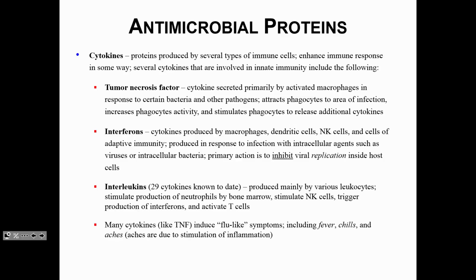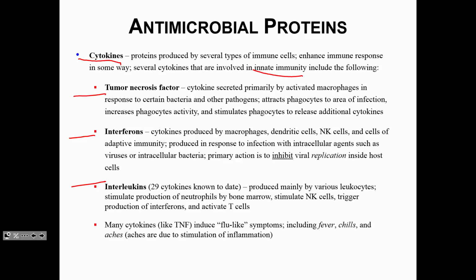Now, we have the other group of proteins called cytokines, okay? And they're produced by several different immune cells. They enhance the immune response in some way. Several of them that are involved in innate immunity are these, okay? So these are going to be the main ones that we look at. All three of these are types of cytokines, and they're all going to be involved in that innate immunity, okay?